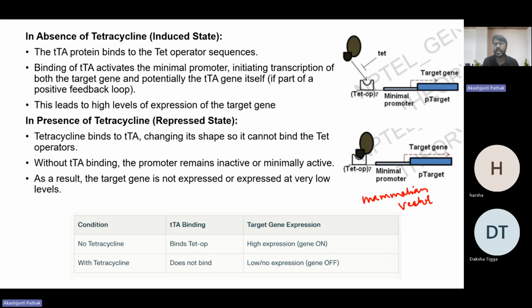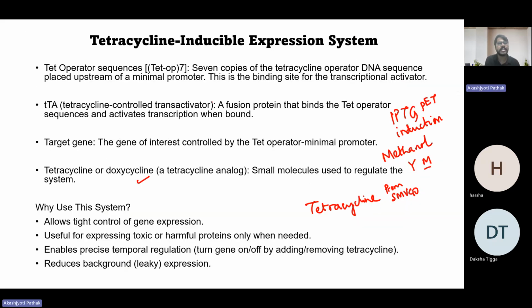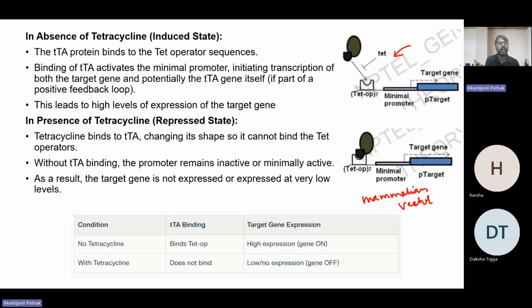So what happens when tetracycline is added to the media? Look at this. In the absence of tetracycline, this TTA protein, which is the tetracycline controlled transactivator protein, binds to the tetracycline operator sequences. Binding of the tetracycline transactivator activates the minimal promoter, initiating transcription of both the target gene and potentially the TTA gene itself.